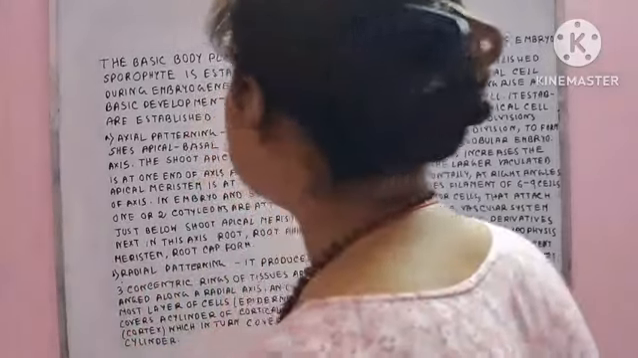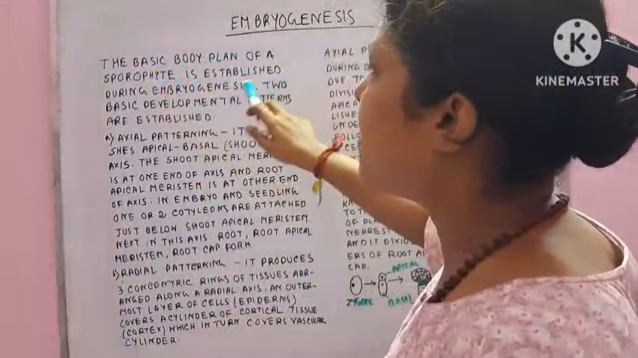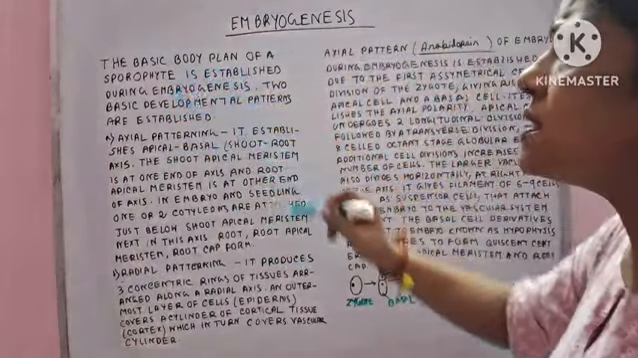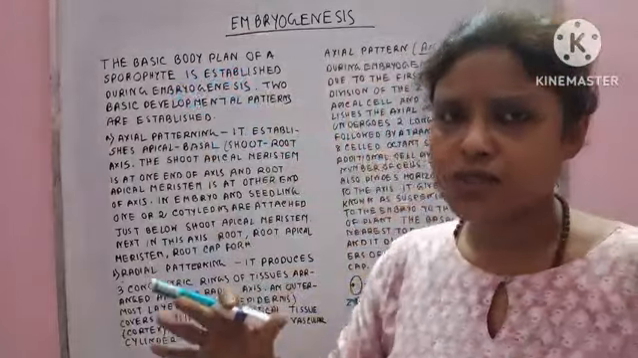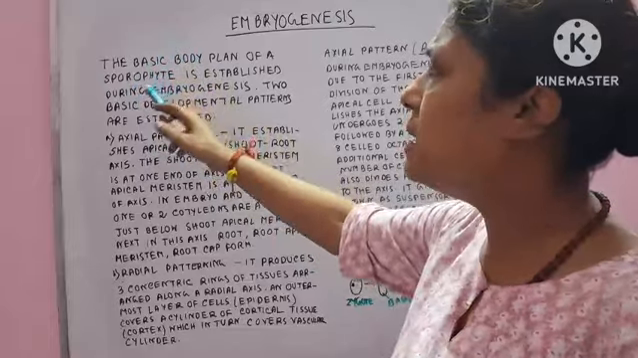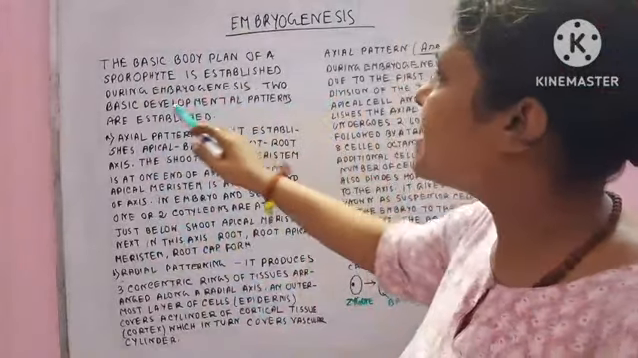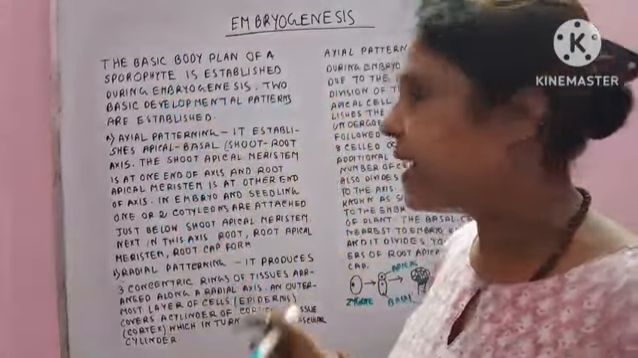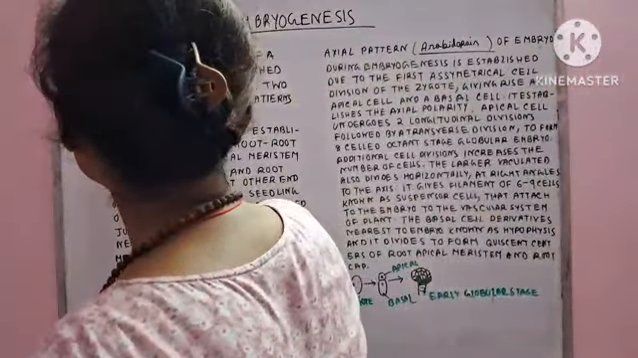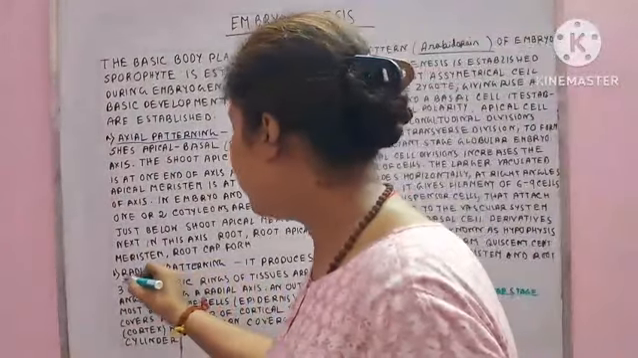Here the basic body plan of the sporophyte is established during the embryogenesis. So what is embryogenesis? Embryogenesis is a process or stage where the sporophyte's body is established or formed. And two basic developmental patterns are seen here. One is the axial patterning, and the second one is the radial patterning.